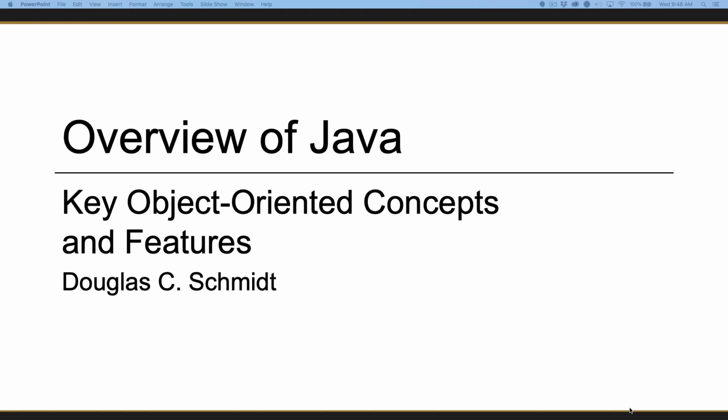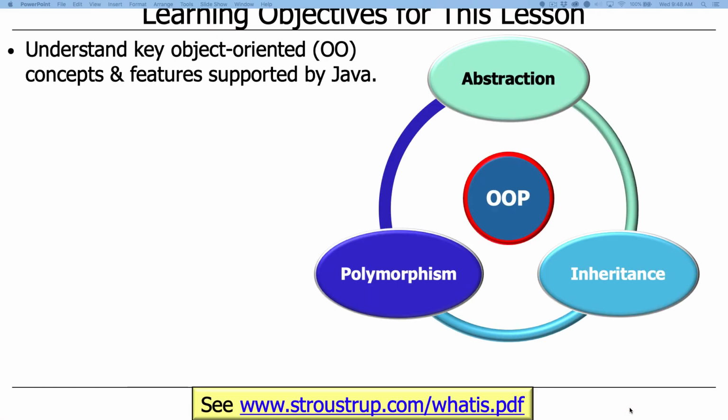Now that I've given you the teaser about functional programming and why it's a big win, I will very quickly go through the overview of object-oriented concepts and features in Java, just to give you the background of all this stuff. And we'll talk about the core abstractions.